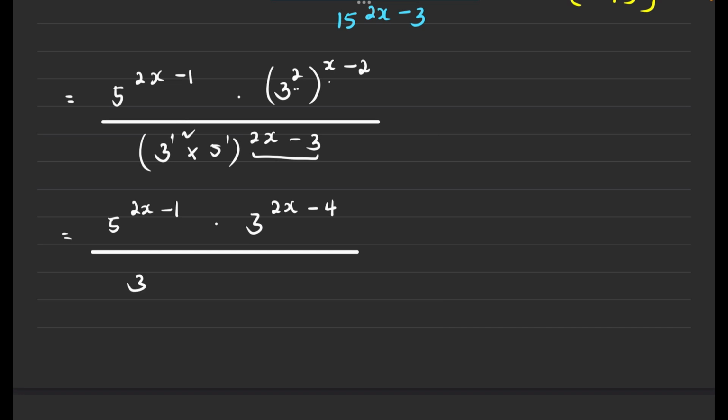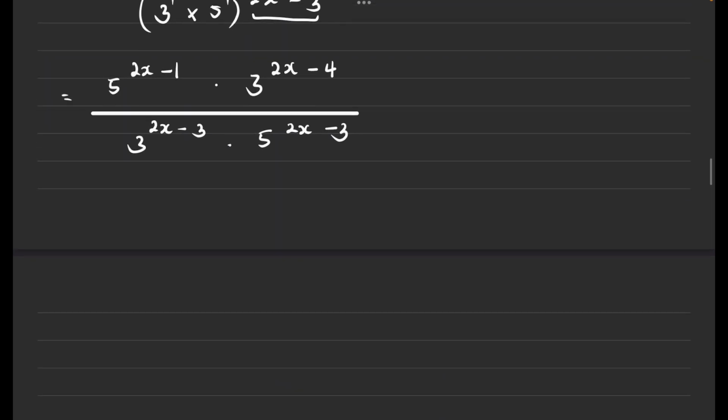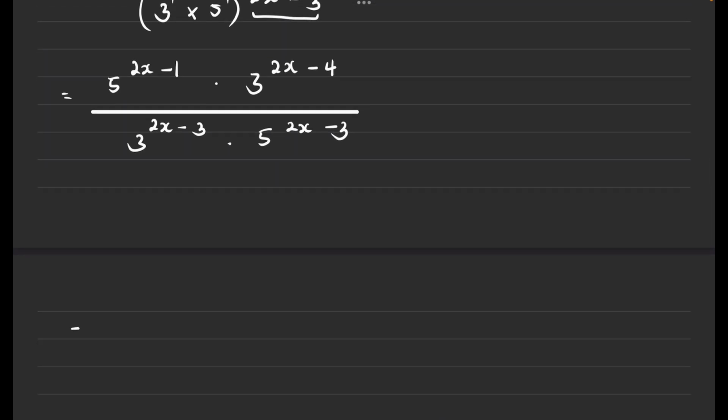So it's going to be 3 to the power 2x minus 3 multiplied by what? 2x minus 3. Okay, guys, so we are almost there. Then this is going to equal this. So now we can already see that this base and these ones are the same, and then this base and this one are the same.